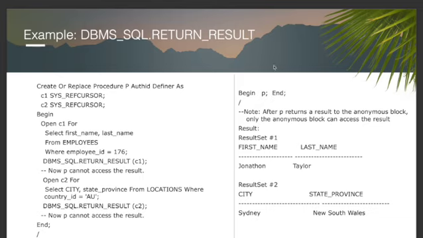You can copy this, or you have to type it, as this is a video and you cannot copy. You can run this in your test environment and you can see, as I told you, P cannot access the result. Here it is mentioned in the comments: after P returns a result to the anonymous block, only the anonymous block can access the result. So the result will be this.